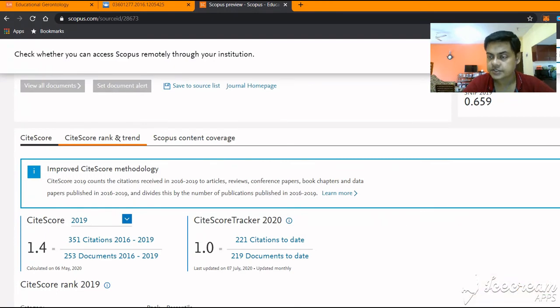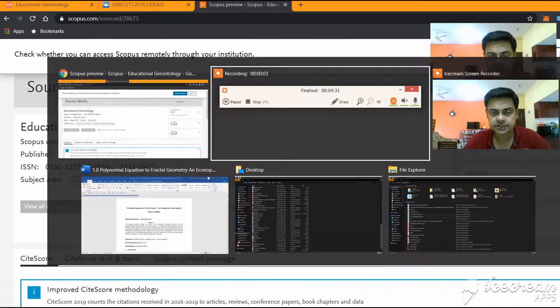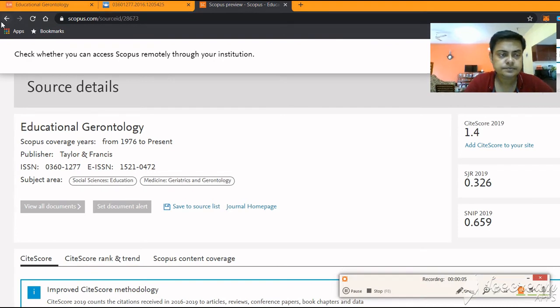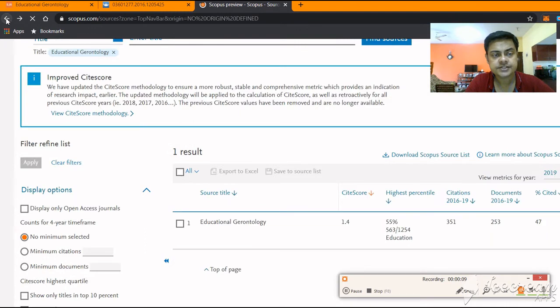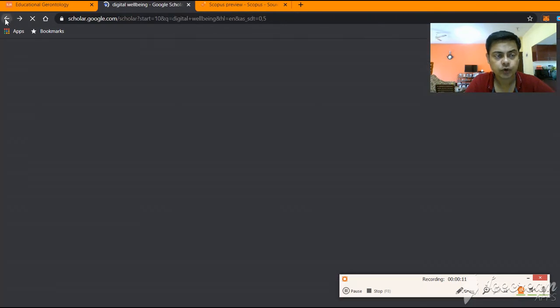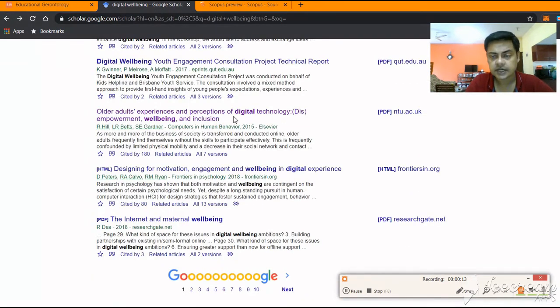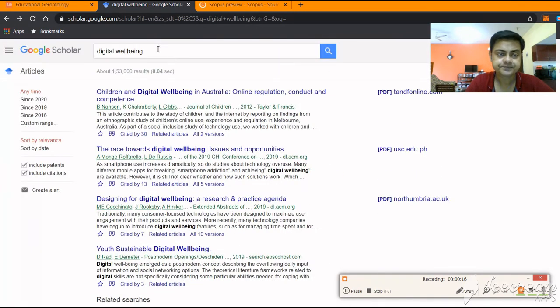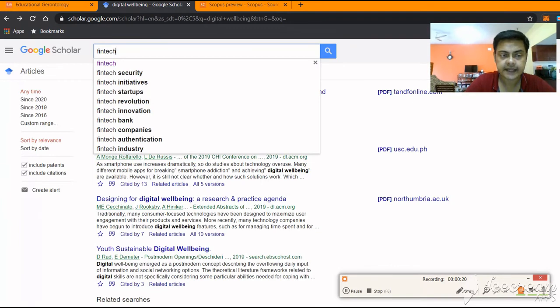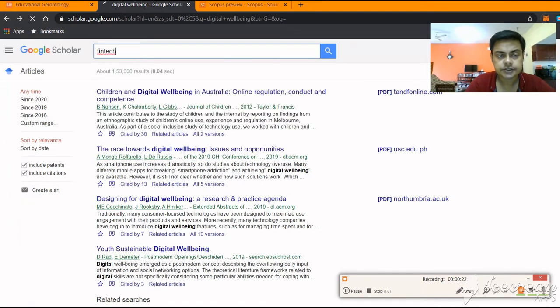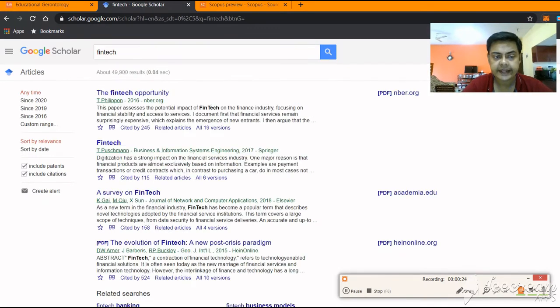After this journal, let us go to another journal. Let us put a different keyword and search something different. So I'm going back to Google Scholar and putting some other keyword. Suppose I put a keyword called fintech. Fintech is going on right now a lot. A lot of people are trying to write on fintech. So let me see fintech.